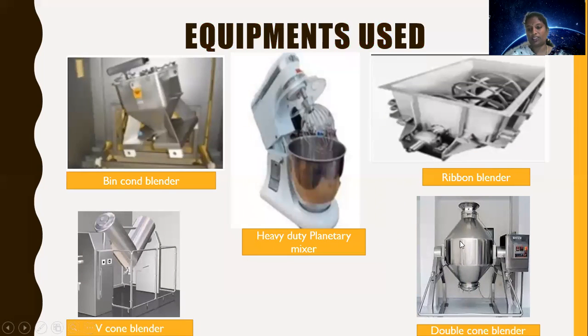In the pharmaceutical field, we mostly use the V cone blender or the double cone blender. This is the V cone blender, and this is the double cone blender, where both sides are cone-shaped. We mostly use this double cone blender for formulation purposes.